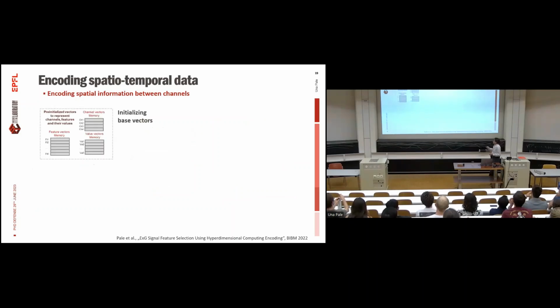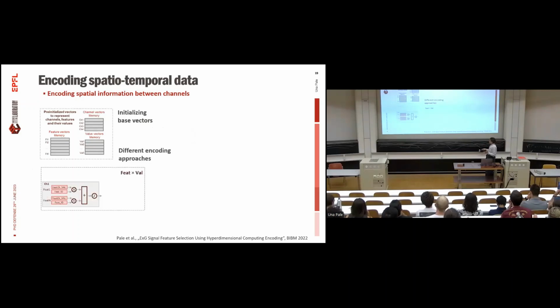So as I said, I initialized several different sets of vectors, one for features, one for channels, one for values. And then the question is how to put it all together. The simplest approach is what I call feature times value, because we put together features and values for one channel, and then we repeat for all the other channels, but we never say which channel it comes from. And then the second approach was an extension of this, actually including the channel information.